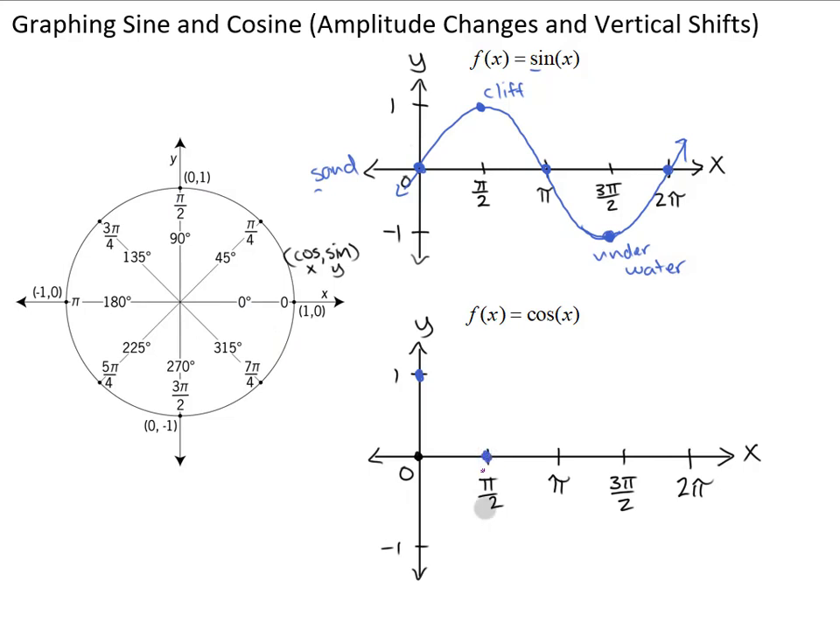So cosine is 0 at pi over 2. When we get to pi, the x value, cosine, is -1. So we're down here at our minimum. At 3 pi over 2, the x value is 0. So we're back up here to, I guess, the sand. And then at 2 pi, when we come full circle again, we're back here, and the x value is back up at 1 again.